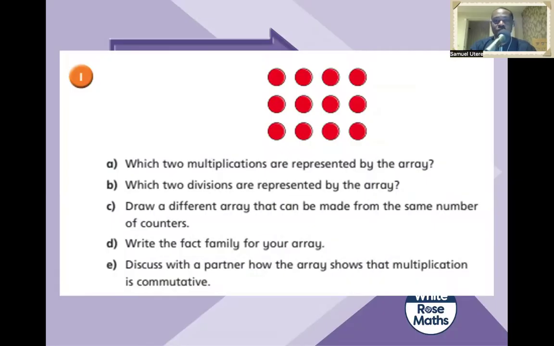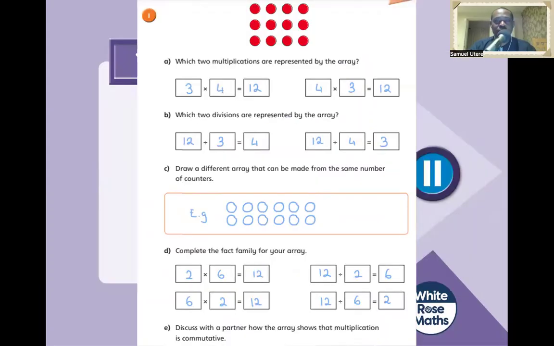Assuming you've paused the video and you've answered question 1, here are the answers. You can mark your work and celebrate your success. All right, so here you can see which two divisions are represented by the array. You can write this. That represents 12 divided by 3 and it could be 12 divided by 4.